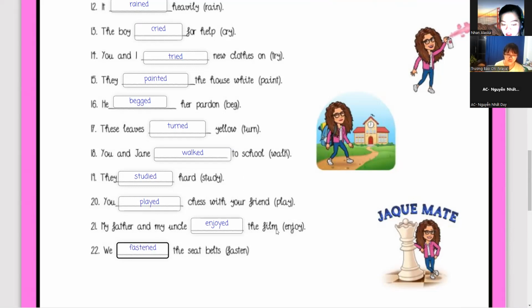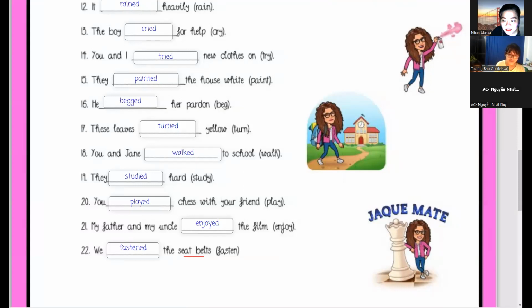With this one, by the way, are you familiar with the seat belt? Do you know what a seat belt is? The thing that you put on when you are riding in a car. Oh, okay. Can you imagine? You get what I mean? Yes. All right.